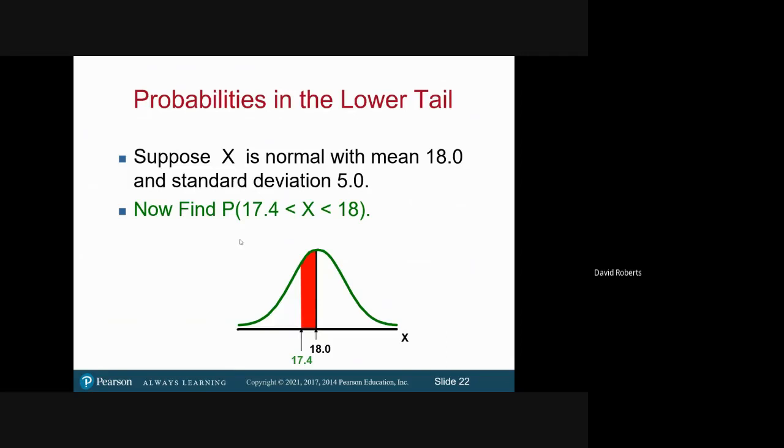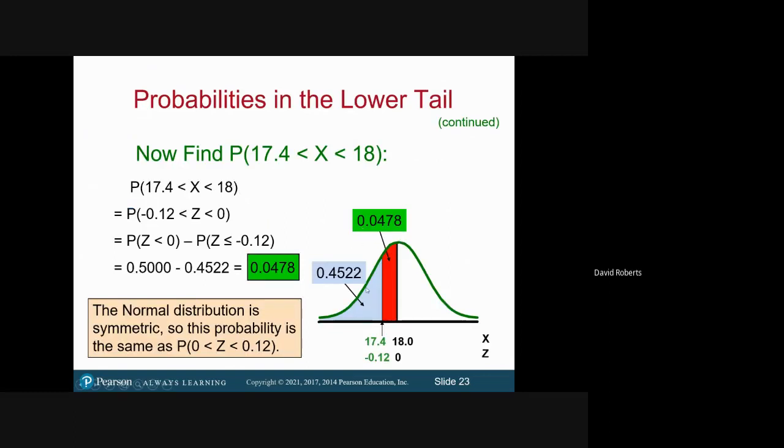Remember, because it's symmetric. So the area from 17.4 to 18, which is the difference of 0.6, is the same area, but it's to the left because the area is not negative, but the z-score is, as the area from 18 to 18.6, which is also plus 0.6. And that'll come very important later on when we do things like confidence intervals in an upcoming chapter.